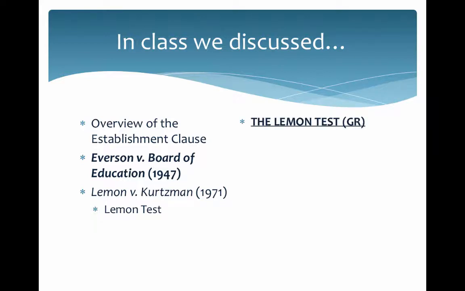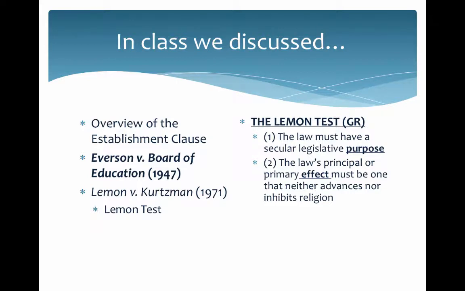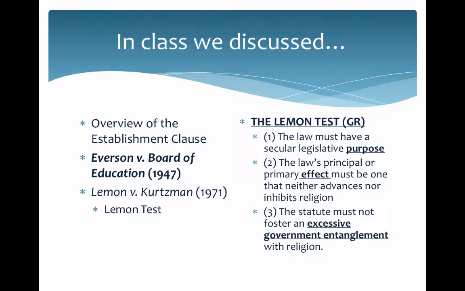As a reminder, the Lemon test: in order for a law to pass muster, in order for a law to be constitutional, it must have a secular legislative purpose. It must, in other words, not be aimed at religious purposes. The law's principal or primary effect, so we're setting aside purpose, must be one that neither advances nor inhibits religion. And the statute must not foster an excessive government entanglement with religion. So we anticipate that some entanglement will happen, but not an excessive entanglement.